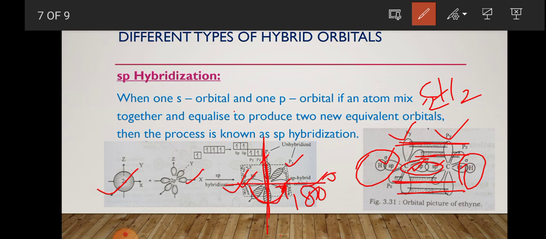Thus a carbon-carbon triple bond is created. One is a sigma bond and the other two are pi bonds.